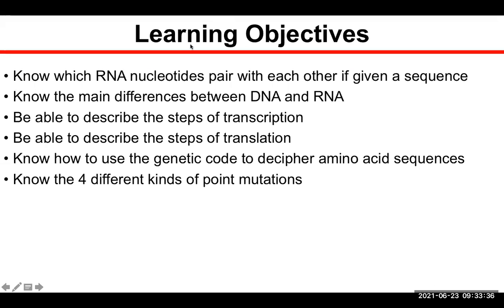What I want you to really take away from this is know what the RNA nucleotides are and what their binding partners are. Really understand the main differences between DNA and RNA, and be able to describe the steps of transcription and translation. And then from the products of translation, I want you guys to be able to understand how to use the genetic code to decipher the amino acid sequence. And the final thing I want you guys to understand is the 4 different kinds of point mutations that I'm going to go over and what they actually mean for how a protein functions.